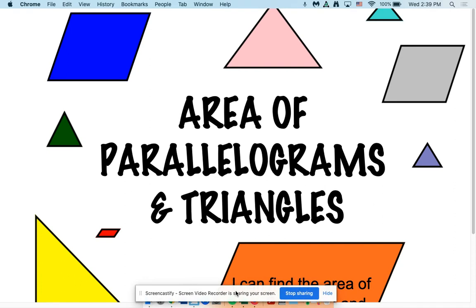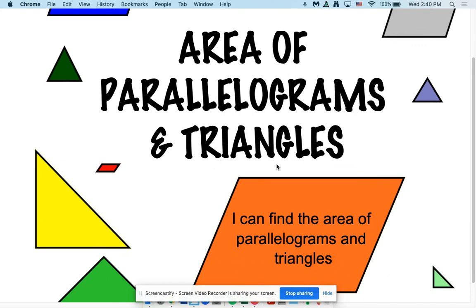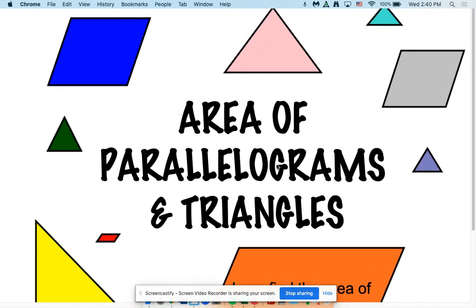Hi, everybody. We are on our next chapter, which is all about area. Some of it might be review, some of it might be new. Again, it just depends on what your mathematical background is. Today, we are going to go over area of parallelograms and triangles. And obviously, at the end of this, you will be able to find the area of those two figures.